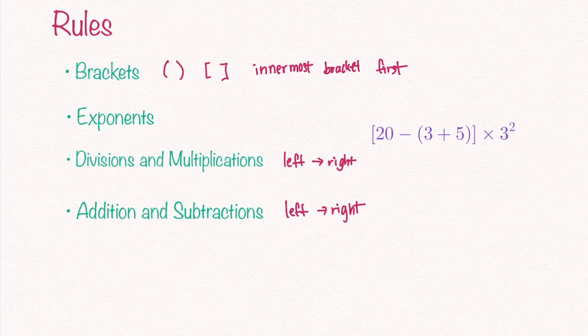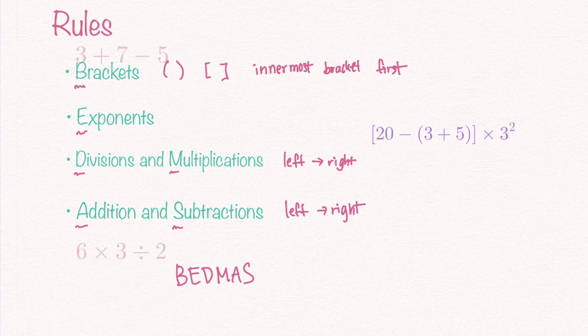With the rules, we have B for brackets, E for exponents, D for divisions, M for multiplications, A for addition, and S for subtractions. So we can come up with an acronym, BEDMAS. And the word BEDMAS may help you to remember this order.